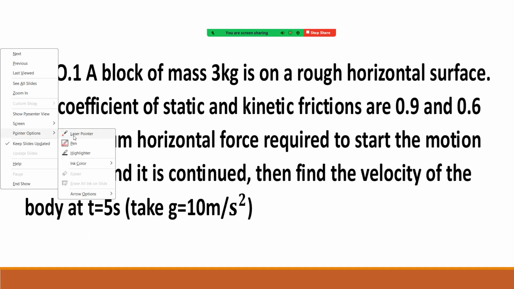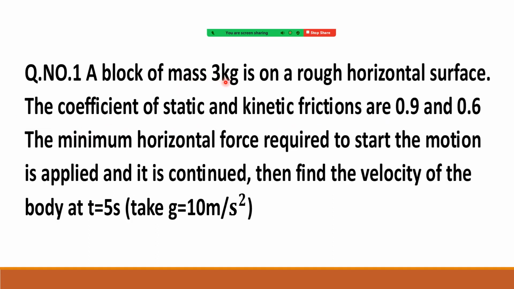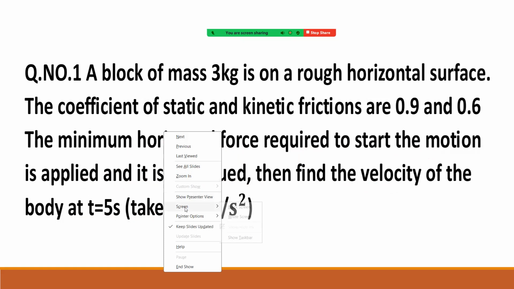See the first question. A block of mass 3 kg is on a rough horizontal surface. The coefficients of static and kinetic friction are 0.9 and 0.6. The minimum horizontal force required to start the motion is applied and is continued. Then find the velocity of the body at t equal to 5 seconds. Take g equal to 10 meter per second square. Let us see the given data and how to start the problem.